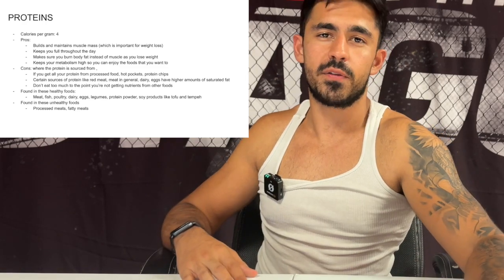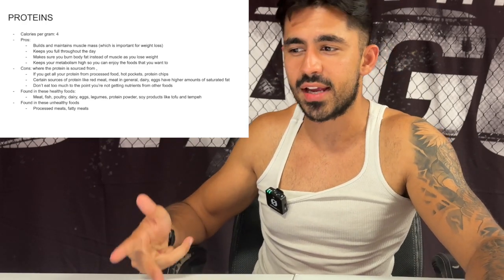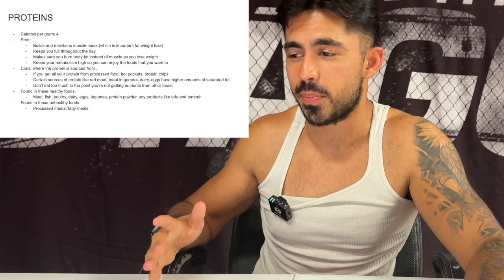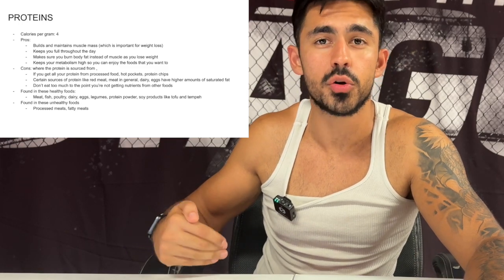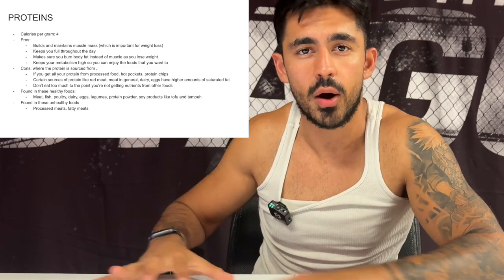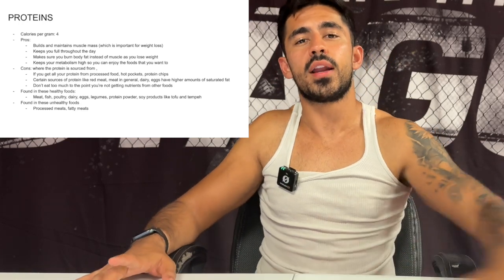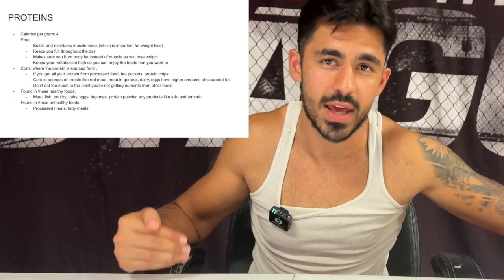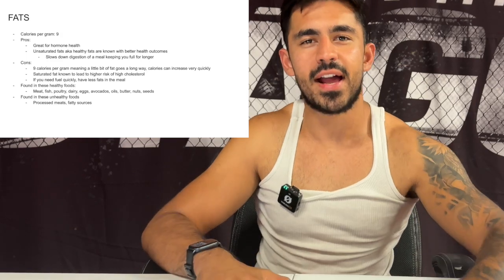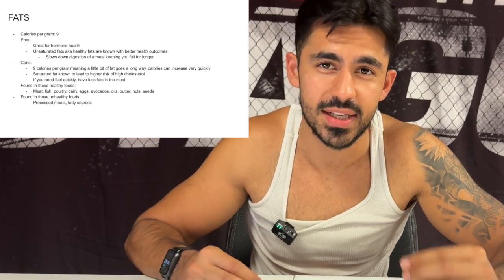Protein is found in these healthy foods: meat, fish, poultry, dairy, eggs, legumes, protein powders, and soy products like tofu and tempeh, legumes like beans, peas, lentils, all healthy sources that include protein in them. However, protein is also found in unhealthy foods like processed meats and fatty meats. Fats have 9 calories per gram. What are the pros to eating more fats?